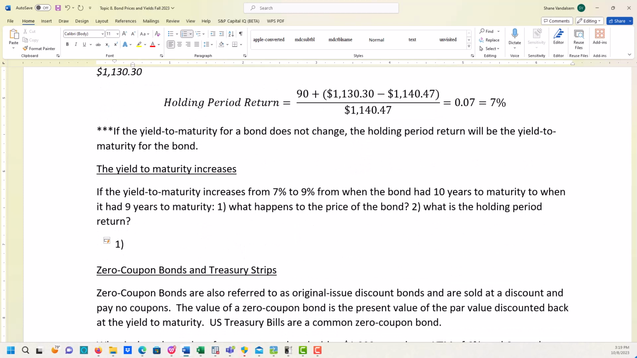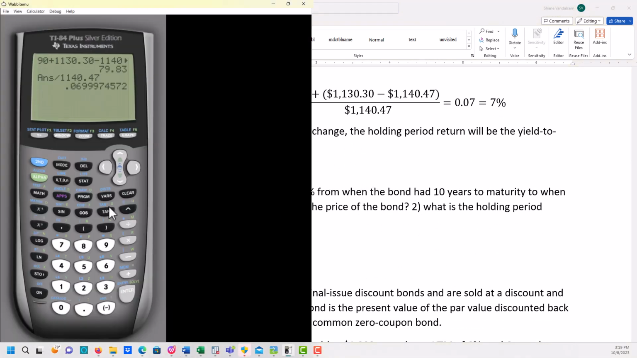So let's go ahead and put that in here. I'm going to go back out to apps, and then one for finance, and then one for time value money solver. And so we're back there at 9%. Years to maturity is 9. The yield to maturity now went from 7% to 9%. My payment is $90 based on a 9% coupon rate, and our future value is $1,000.